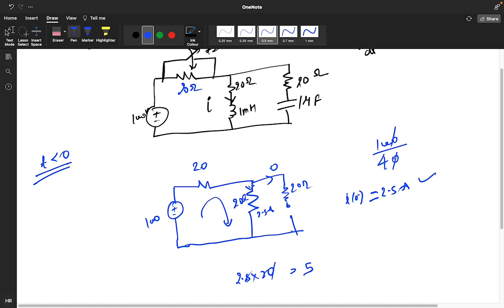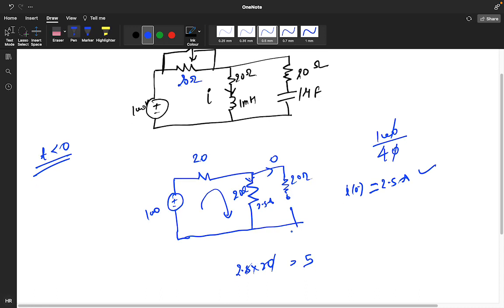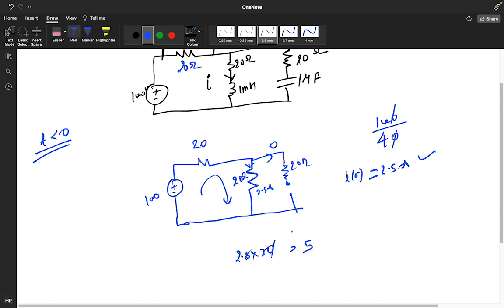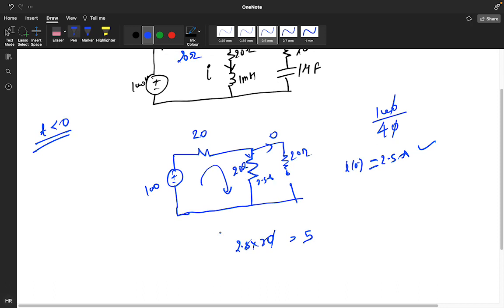this is 100 by 40. Okay, 2.5 into 20, how much voltage will you get? 25 into 2, 50 volt. Okay, that means VC 0 minus, if you do the calculation, you get positive negative 50 volt, and 0 ampere current is flowing, so VC 0 minus value is 50 volt. We are getting VC 0 minus value as 50 volt.